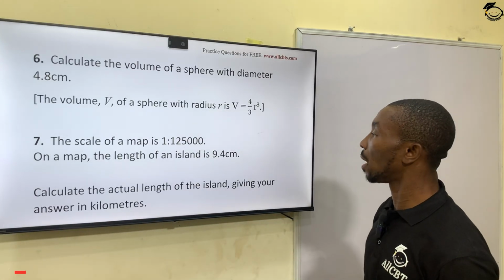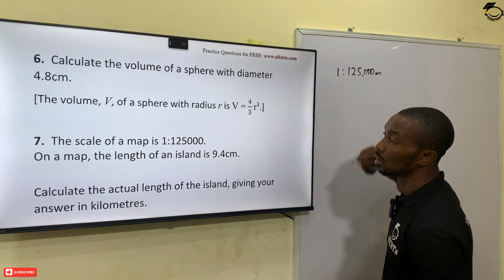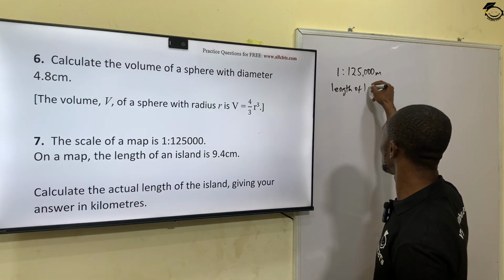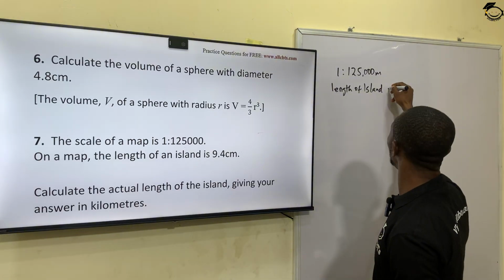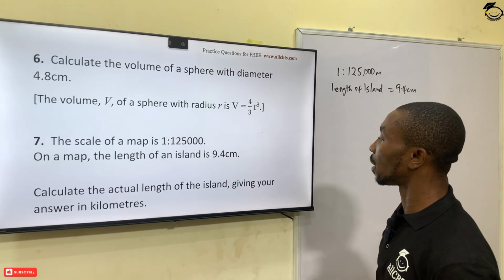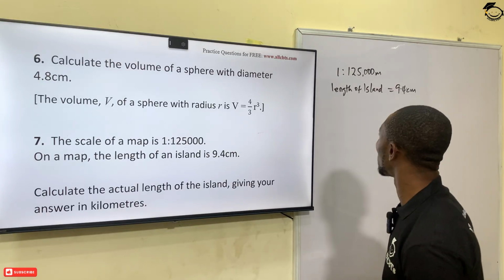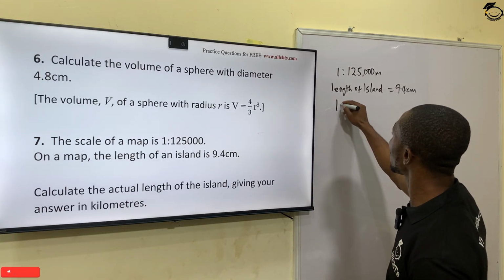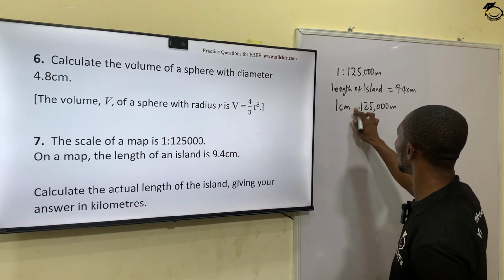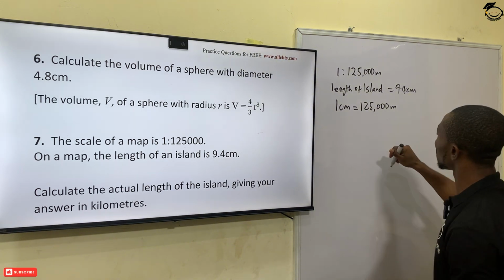The scale of a map is 1:125,000 meters. On the map, the length of an island is 9.4 centimeters. Now we are asked to calculate the length of the island, giving our answer in kilometers. So we have 1 centimeter is to 125,000 meters. 1 centimeter on paper equals 125,000 meters on ground.